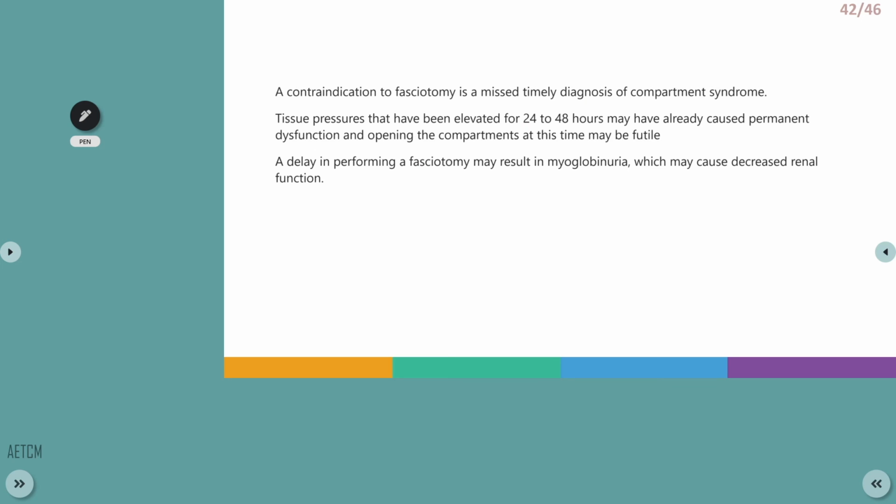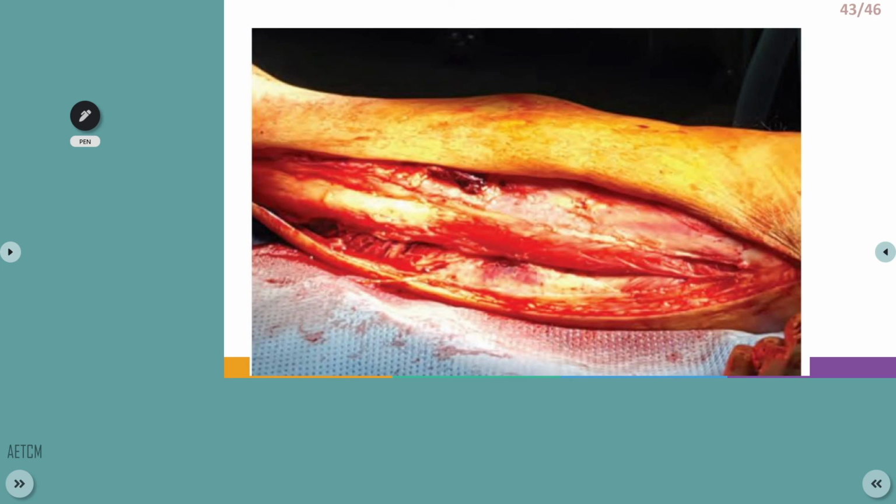The contraindications of fasciotomy: usually there are not many contraindications. Fasciotomy is of no use if we have missed the diagnosis of compartment syndrome, or if there is a delay in doing it beyond 24 or 48 hours, when there will be permanent dysfunction of the muscles, nerves and blood vessels. So this patient might require an amputation. That is the only situation where fasciotomy is not useful. So this is the image of the fasciotomy. We can see a long incision and the entire fascia is exposed, and the adjacent fasciae should also be exposed.